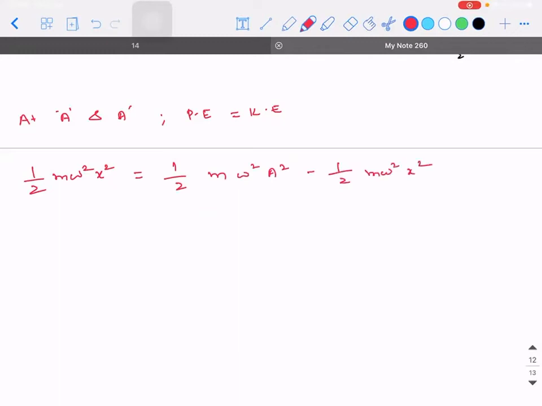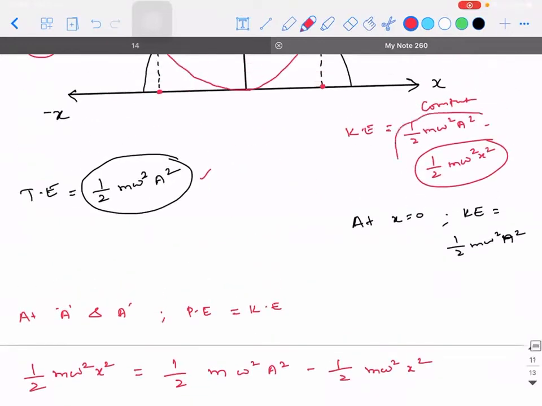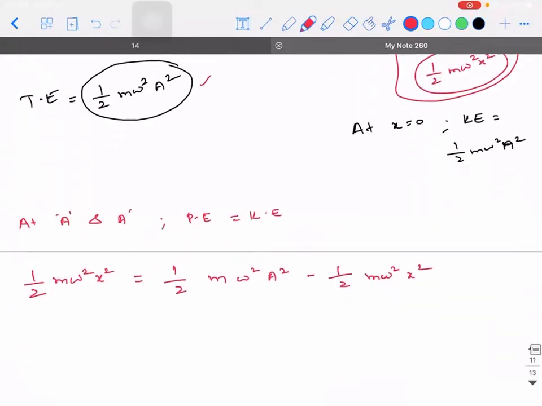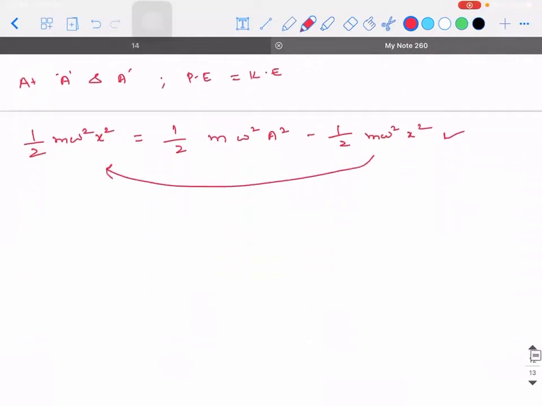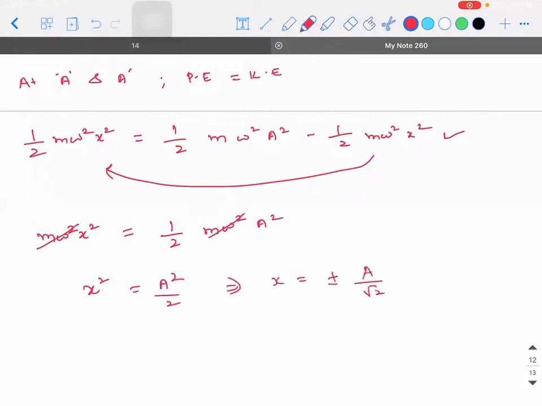Are you able to understand this? I just wrote these values. Half m omega square a square minus half m omega square x square is the expression for kinetic energy. Left hand side is the expression for potential energy. So I'll bring this term to the other side. Half m omega square x square plus half m omega square x square is m omega square x square, which is equal to half m omega square a square. Cancel. So x square is equal to a square by 2, which implies x is equal to plus or minus a divided by root 2.